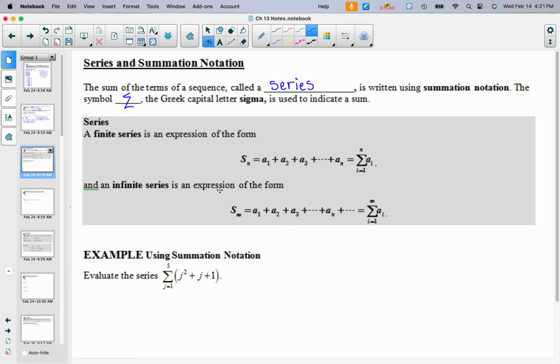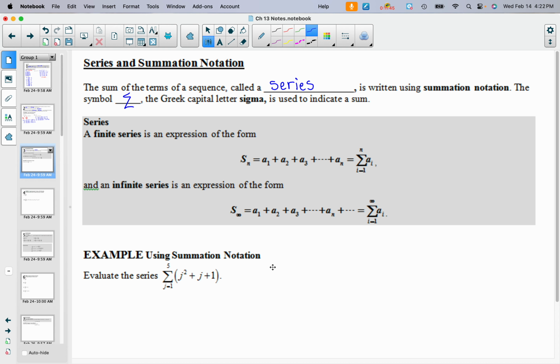An infinite series is an expression of this form, S sub, and you'll notice that's an infinity symbol because it never ends. It keeps going. And we'll see some specific examples later on where we'll have an infinite series.